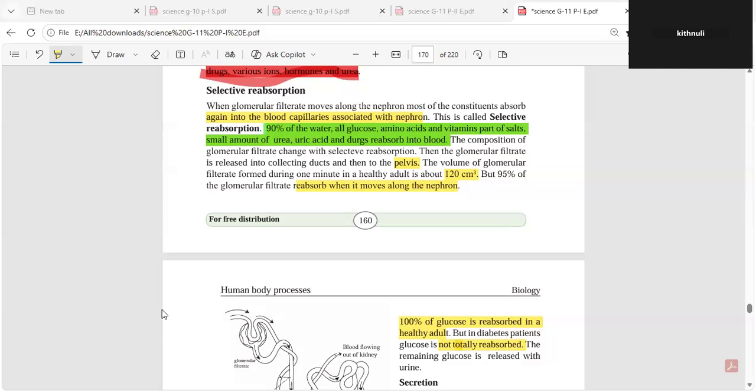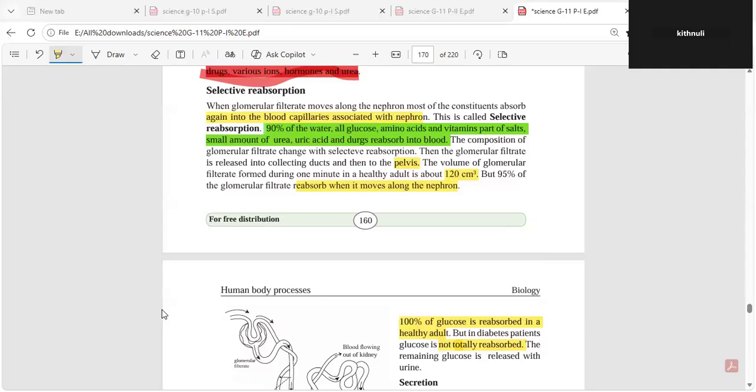among the nephrons. So these blood capillaries are the ways for that reabsorbed molecules, right? 90% of water is reabsorbed. All the glucose is reabsorbed. Amino acids will be reabsorbed because we want amino acids to produce what? We need amino acids to produce proteins. Very good.